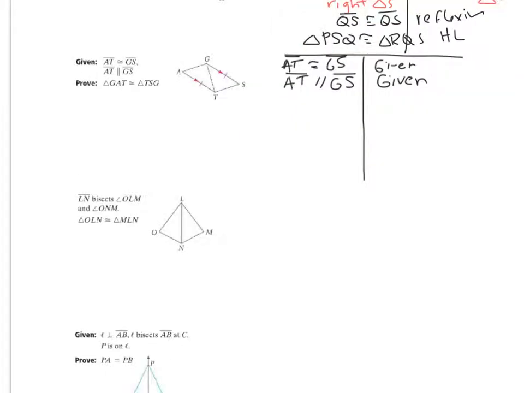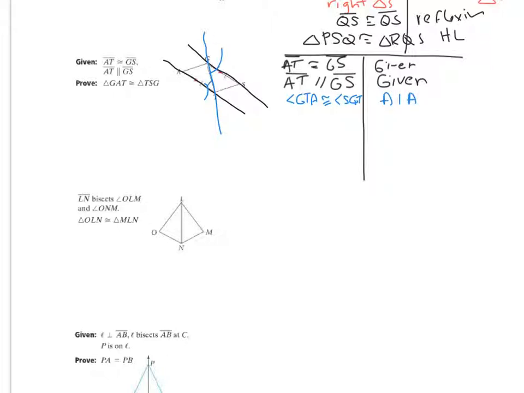Alright, I wrote my givens. Now remember, if you have two parallel lines, I'm going to mark that this blue line is my transversal. So when you're given two parallel lines, look for alternate interior angles. Alternate interior angles have to be touching the transversal and the parallel lines. So then I know that angle GTA is congruent to angle SGT by alternate interior angles. So I'm going to mark those.